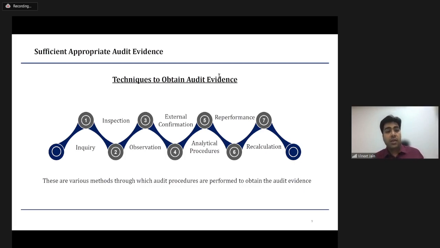The third technique to obtain audit evidence is observation. Observation is something in which we as auditors do not have to do anything. We just have to observe. We have to see.